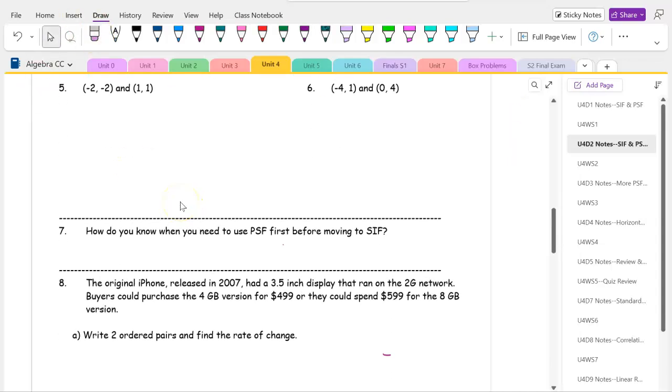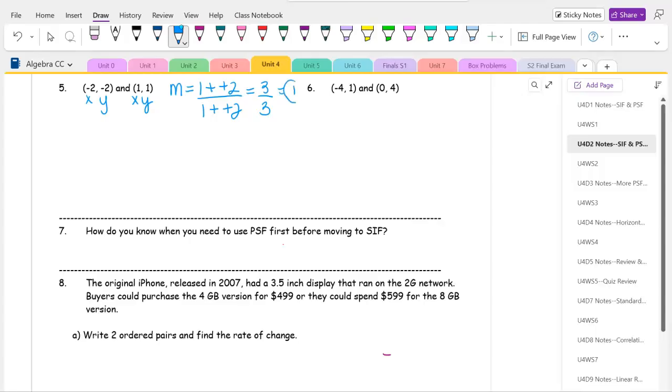All right, let's try number 5. Label, and let's find our slope. Second y minus first y over second x minus first x. Your minuses, minus minuses become plus pluses. We have 3 divided by 3, which is 1. Pick one of your points, I'm going to go with this one.